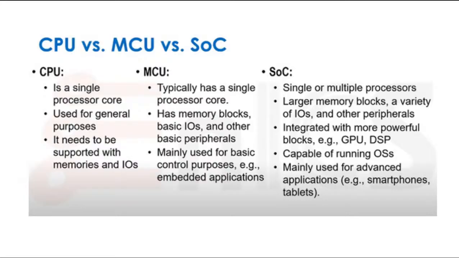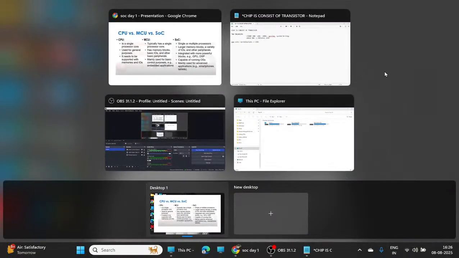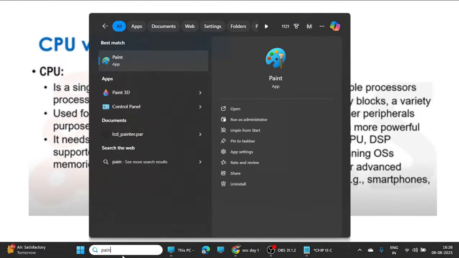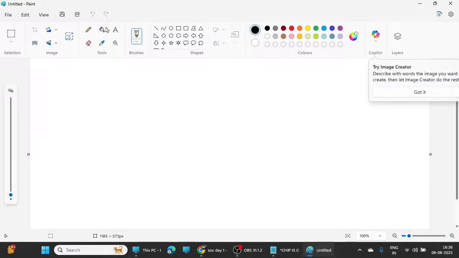And then SoC. SoC is the main thing. We are all using mobile phones. Inside the mobile phone there is one chip. Its name is SoC, system on chip. System on chip is something like a microcontroller, but not exactly a microcontroller. It has additional features over the microcontroller. So for example, I will draw some design. Basically, SoC is one kind of chip.